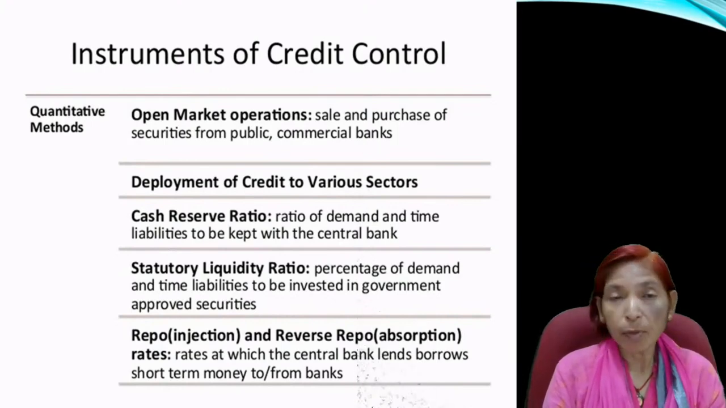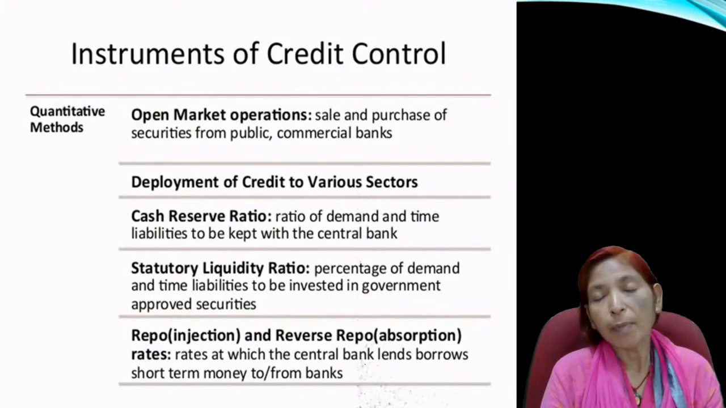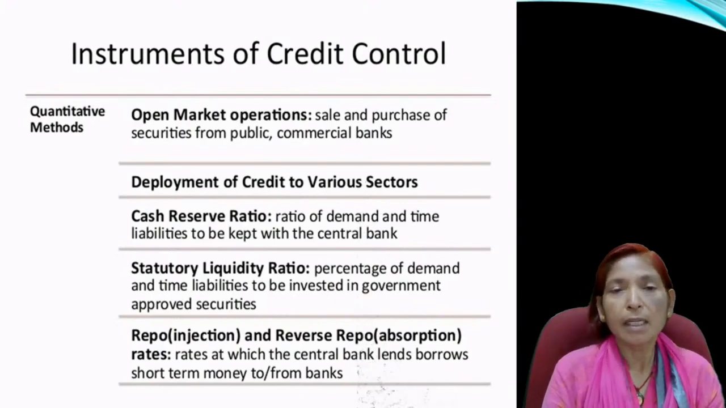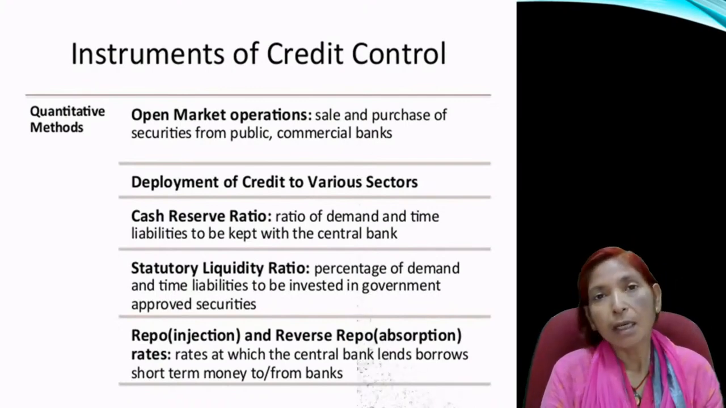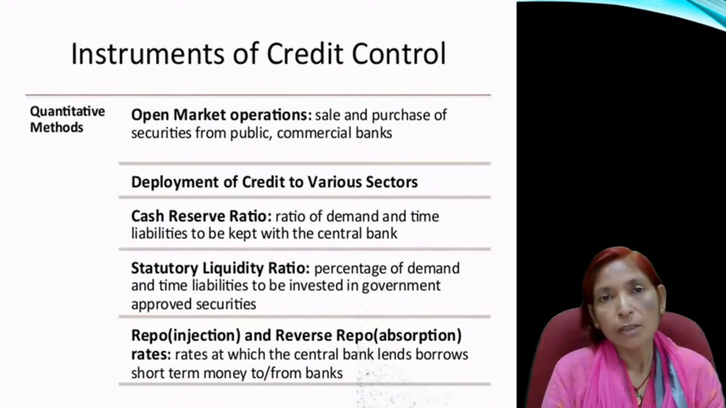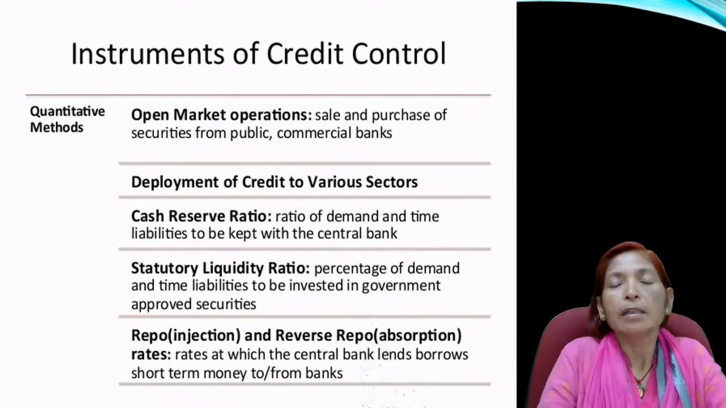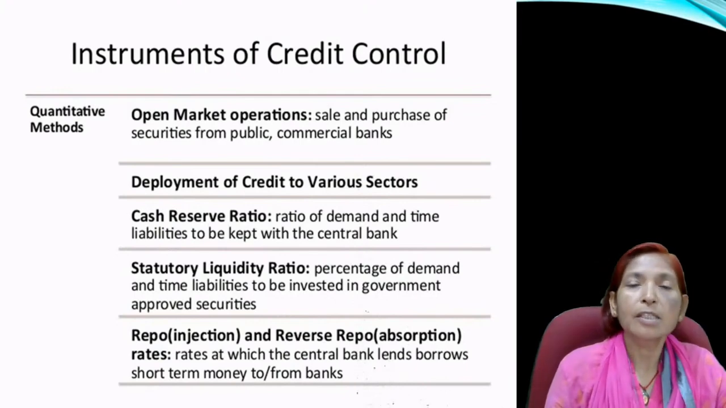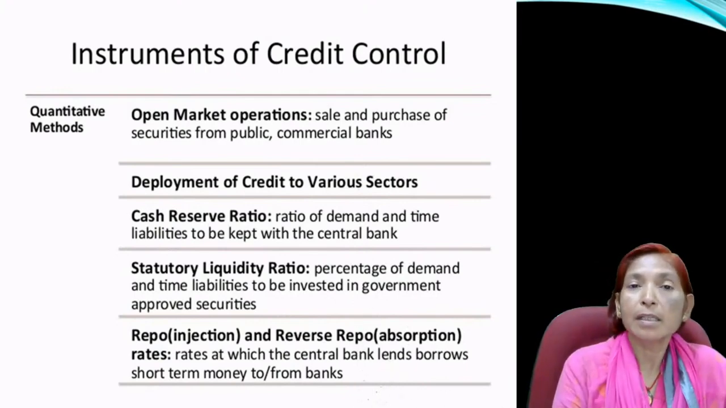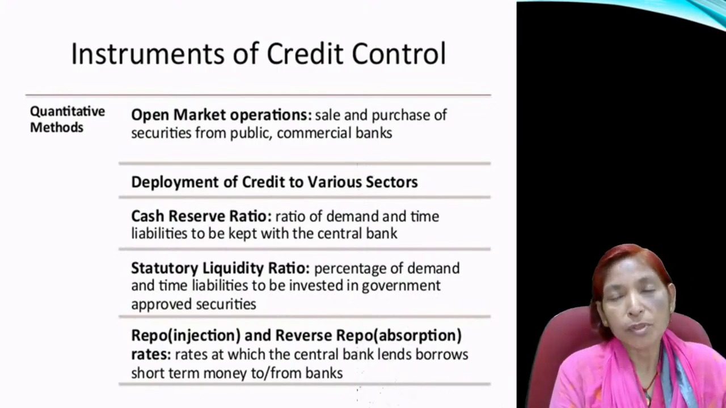And it is possible to reduce the purchasing power of the country's people by increasing the bank rate, and by RBI selling securities in the open market to the public or commercial banks. And third is CRR. CRR is a very important thing. It can easily control the credit creation process.